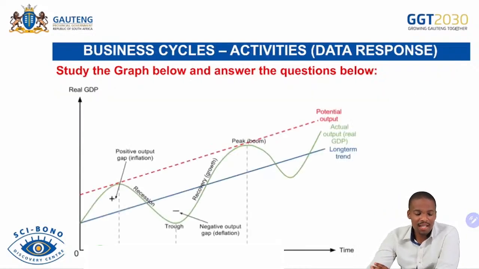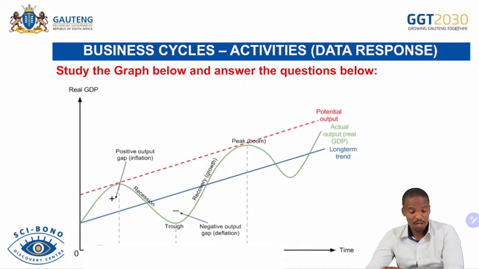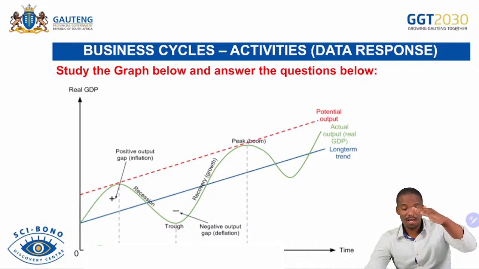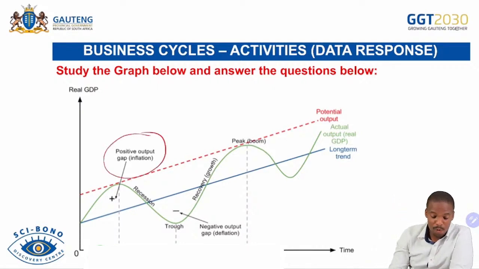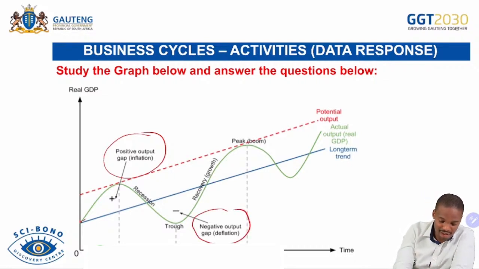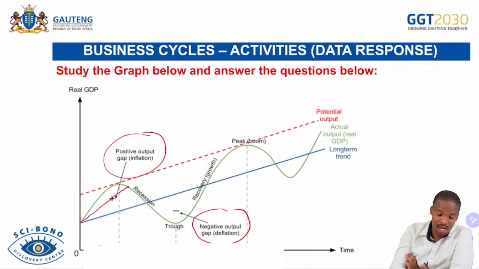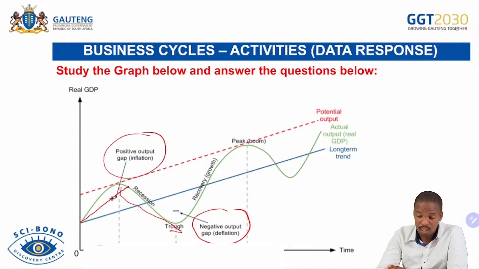Then here it says, study the graph below and answer the questions that follow. As you can see, the graph starts there. It starts to recover, then it gets to the peak, recession, trough. Then if you look here, there's what you call a positive output gap, and then down here, there's what you call a negative output gap. So from the recovery up until we reach our peak, that is what you call our positive output gap. And then from recession up until we reach our trough, it is the negative output gap.